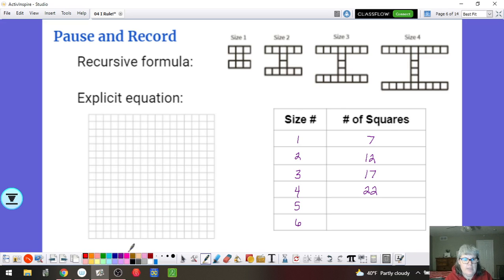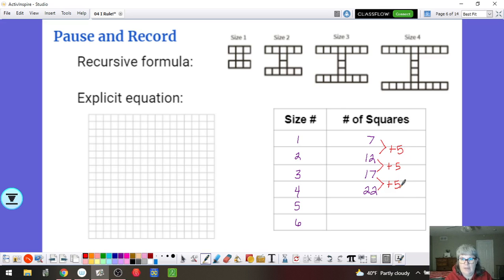Let's take a look at the first difference. So we have 7 to 12, 12 to 17, 17 to 22. The difference between 7 and 12 is a positive 5. I would add 5 to 7 to get 12. 12 to 17 is another 5. 17 to 22 is another 5. So our first difference is constant.